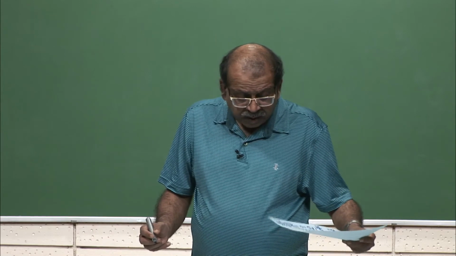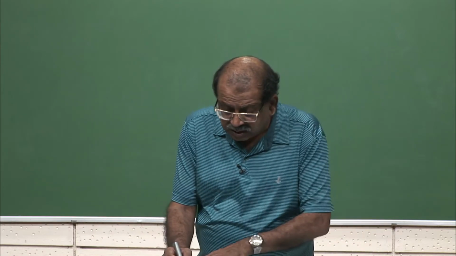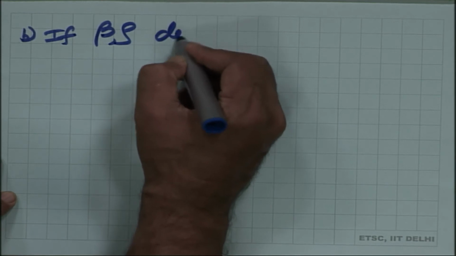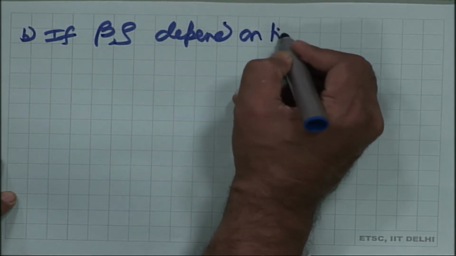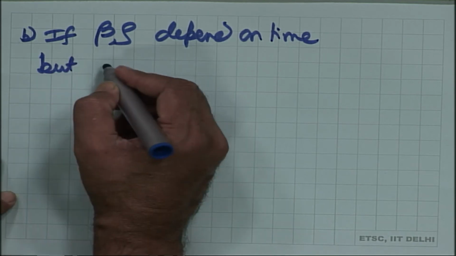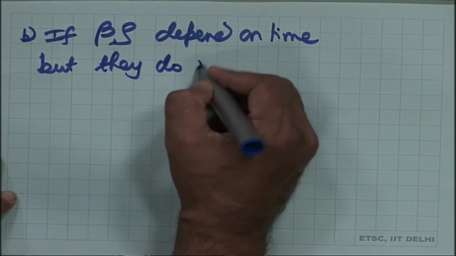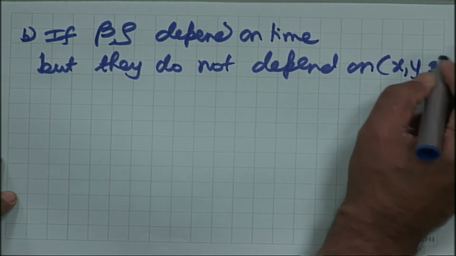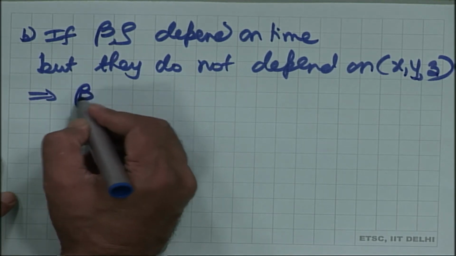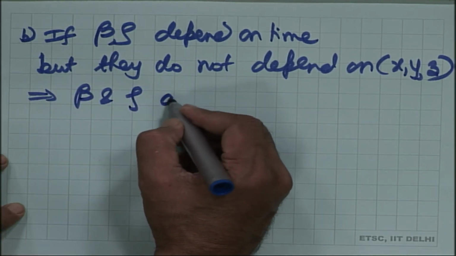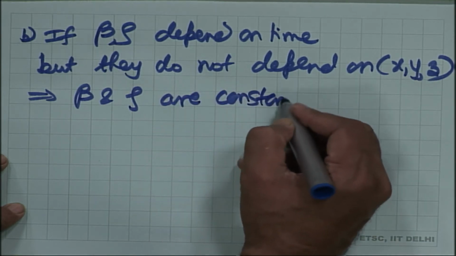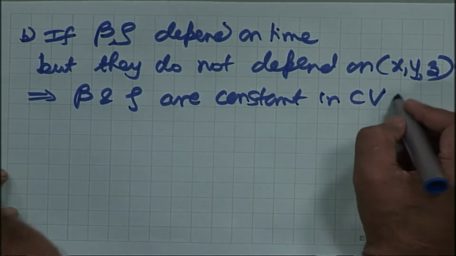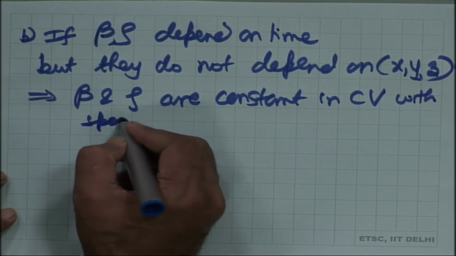Now, then also what you can see is, there is a second simplification. If, let us say, beta rho may depend on time, but they do not depend on x, y, z. This implies that beta and rho, or all properties, are constant in the control volume with space. So, they may change with time, but they are constant.